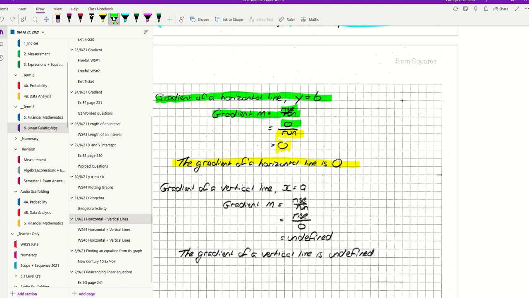On the other hand, the gradient of a vertical line, x equals a. Again, the gradient is the rise on the run. This time around, the rise just keeps going, but the run is 0. It doesn't go anywhere. And any number divided by 0 is undefined. So the gradient of a vertical line is undefined.